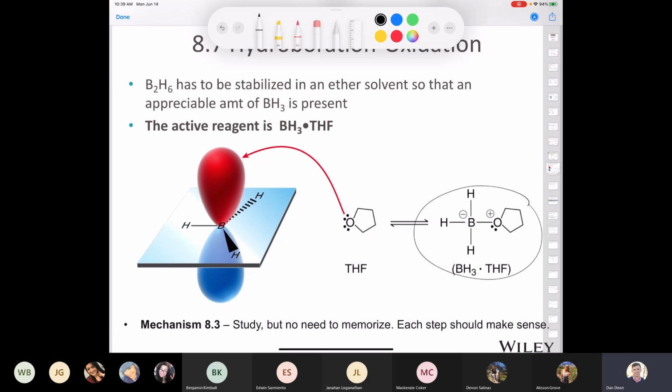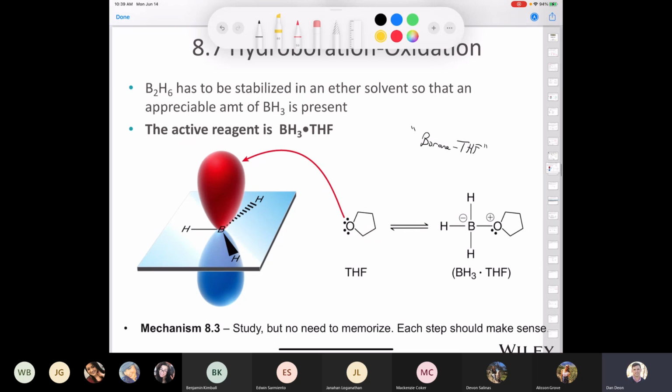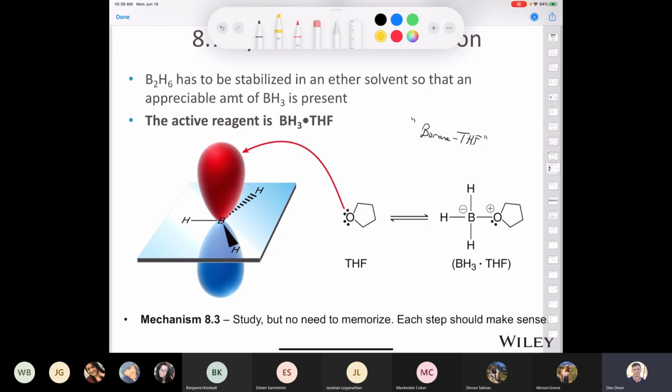And again, we just call it borane THF, is what I call it. Borane THF. So borane tetrahydrofuran. Now the mechanism, there's a disclaimer here. I know you're probably tired. It's a Monday morning. I've been lecturing for a long time. Just bear with me for a second, okay?